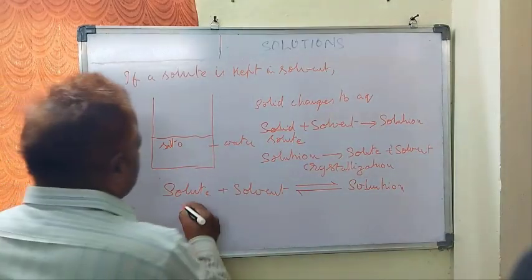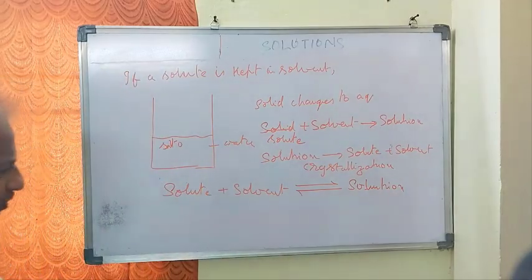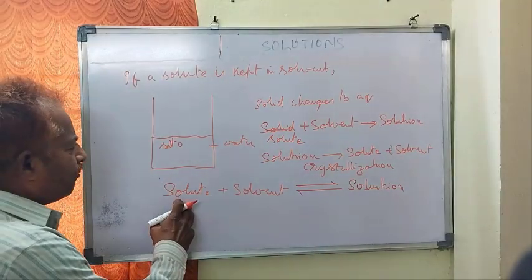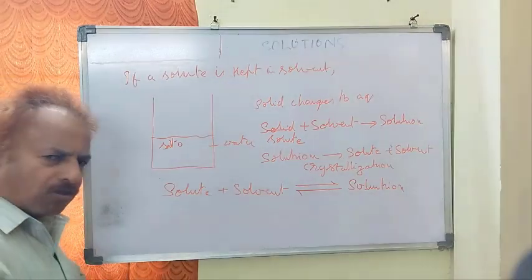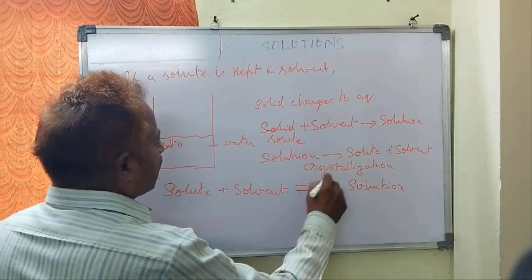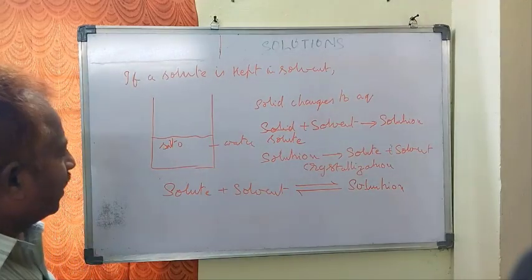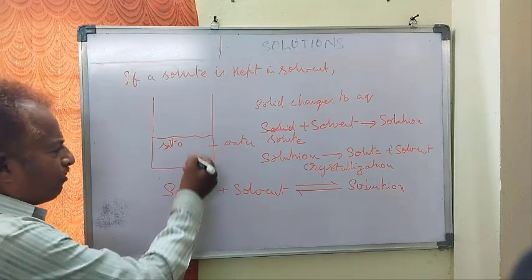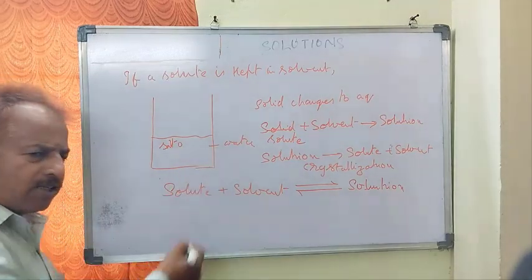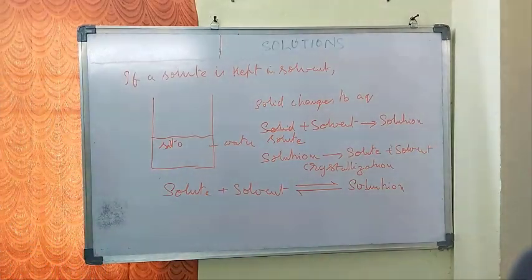And of course this equilibrium can be shifted. If we add more solute to the solvent, then what happens? The forward reaction goes faster, that is, the equilibrium shifts to the right side. In the same manner, if some amount of solute is taken out, that is, crystallized solute is taken out, then the backward reaction takes place.